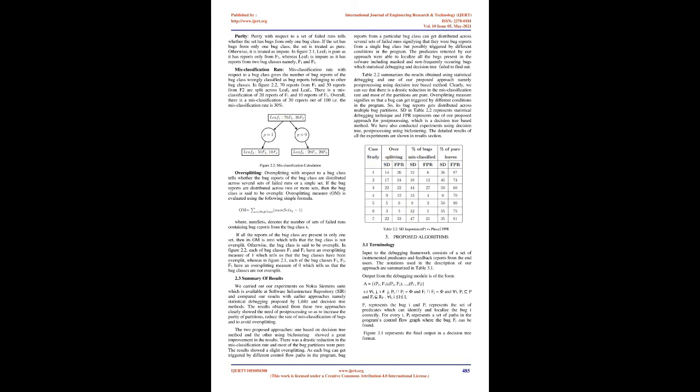Misclassification rate. Misclassification rate with respect to a bug class gives the number of bug reports of the bug class wrongly classified as bug reports belonging to other bug classes. In Figure 2.2, 70 reports from F1 and 30 reports from F2 are split across LEAF2 and LEAF3. There is a misclassification of 20 reports of F1 and 10 reports of F2.